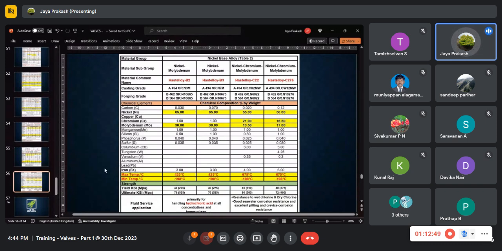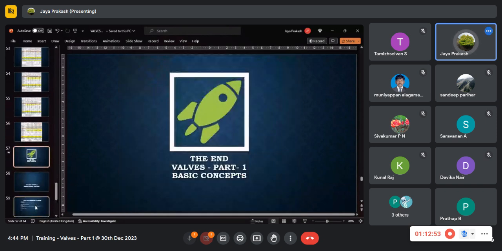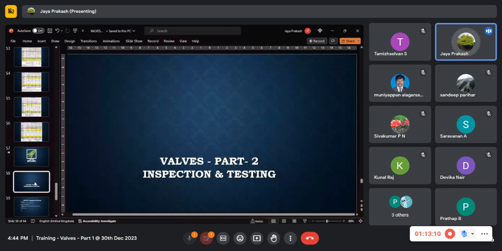Okay, I think this is the end of part one, basic concepts. In the next session, we'll have details about the inspection and testing part. Valves part two, inspection and testing, we will discuss. Does anyone have any other doubt regarding these basic concepts?